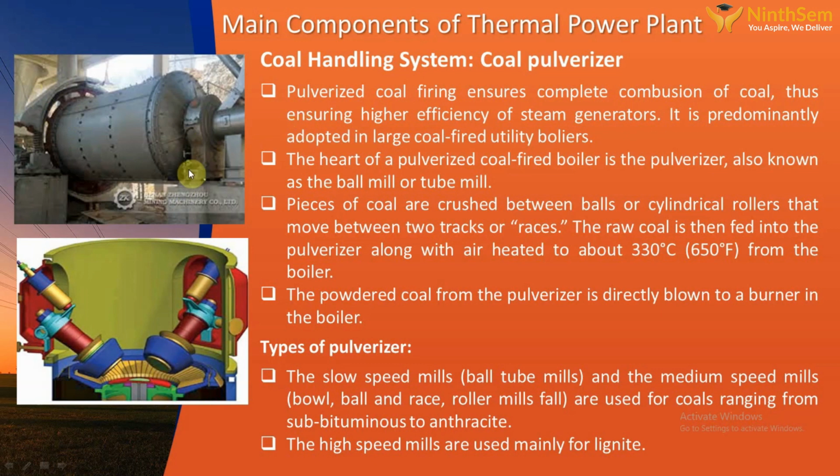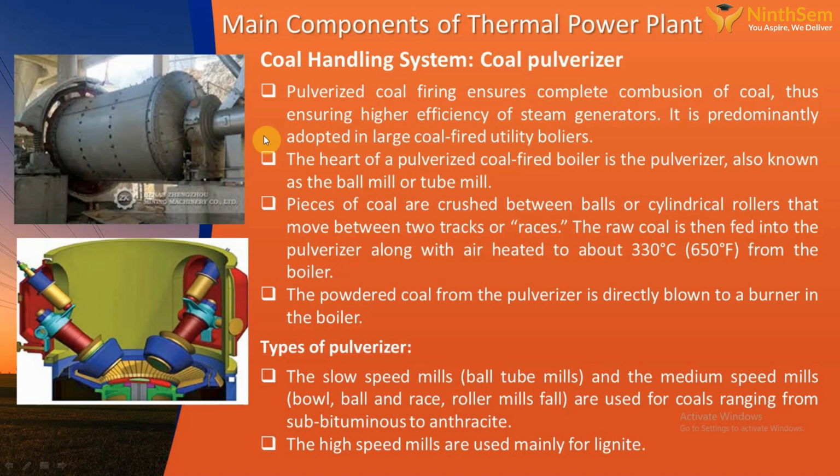Pulverized coal firing ensures complete combustion of the coal, thus ensuring higher efficiency of steam generators. It is predominantly adopted in large coal-fired utility boilers. In large capacity thermal power stations, this type of mill we call a pulverized mill or pulverizer, or tube mill or ball mill. It is there in the coal handling system.